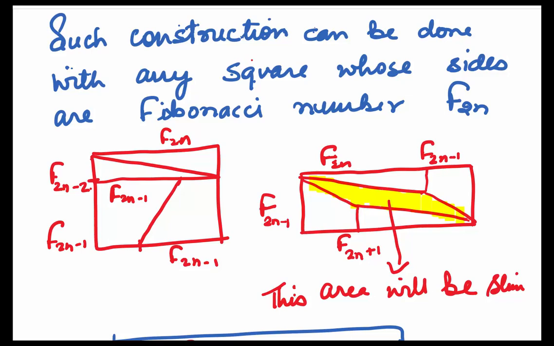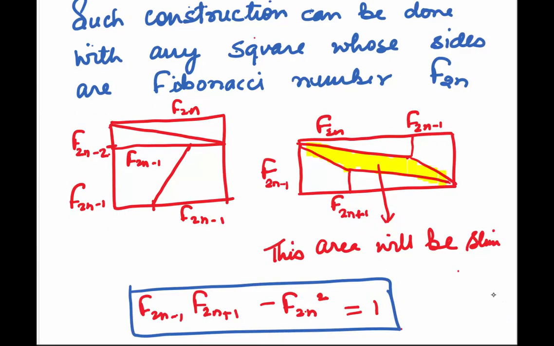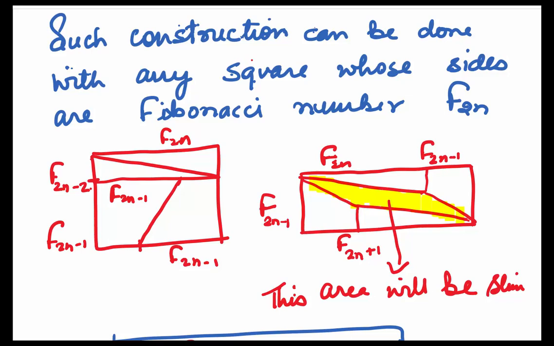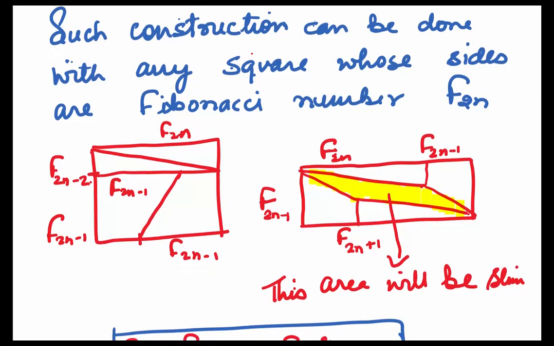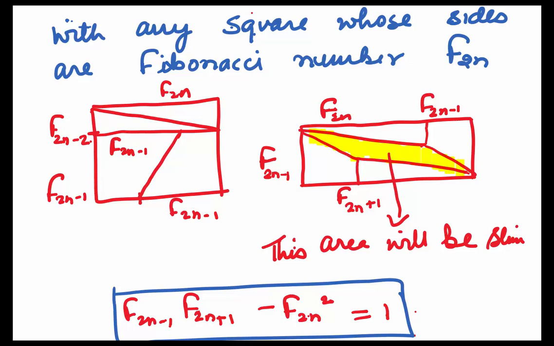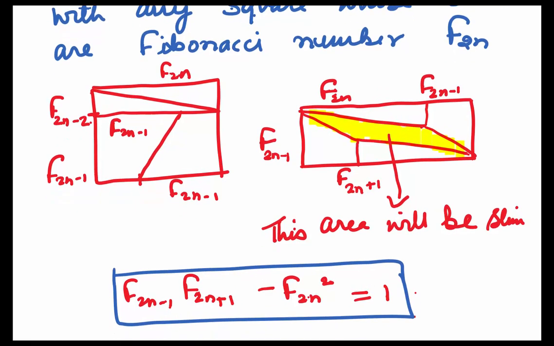So see here, I have taken a figure where your square has the sides f of 2n. We have divided it as f of 2n minus 2 and f of 2n minus 1. And then when you fix the pieces by taking the side as f of 2n minus 1 and f of 2n plus 1, you can see we will be getting a parallelogram. And this is the area which is so slim that it is not seen by the naked eye.